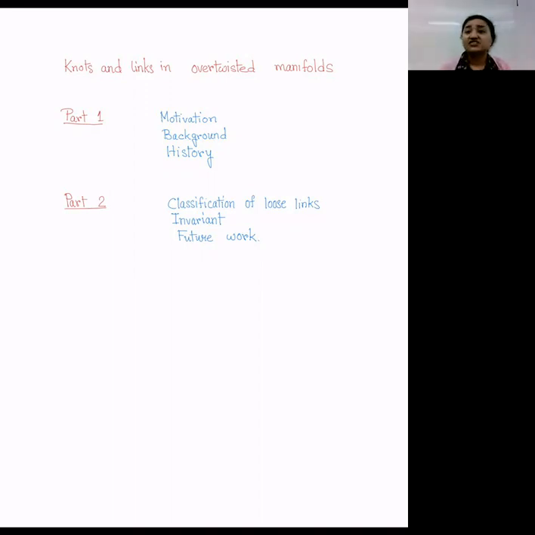Okay, so as the title suggests, today I am going to talk about knots and links in over-twisted manifolds. And this will be a two-part talk. In the first part, I am going to talk about the motivation, why one should care about these knots, some background material, which I'll keep less technical, and some history. The second part will involve my recent results about classification of loose links, an invariant of links, and then some future work. Okay, so let's start with part one.